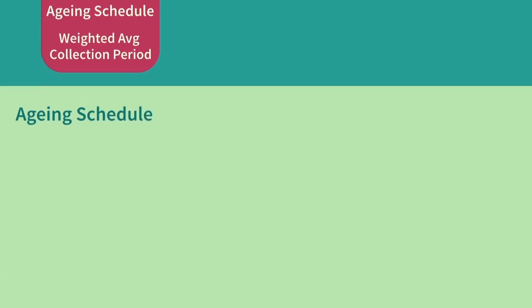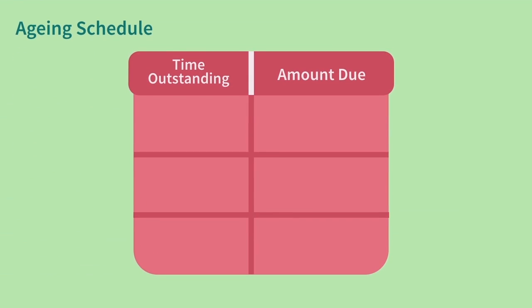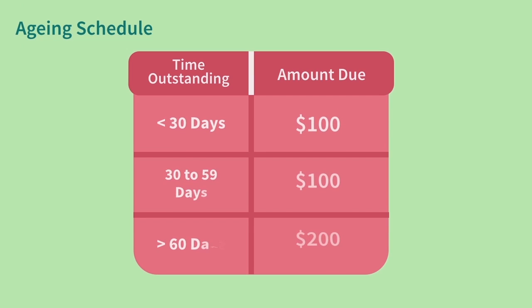Okay, the aging schedule. This is a table of how much money we are owed in receivables, organized by the length of time they have been outstanding. In this very simplistic example for one period in the company's history, this company has $100 of receivables we call current, which is less than 1 month old. Another $100 which is past due, between 1 and 2 months old, and they have $200 worth of receivables outstanding for more than 2 months.